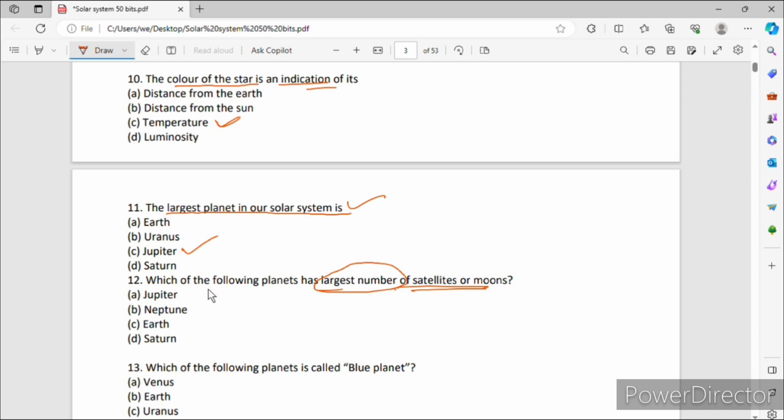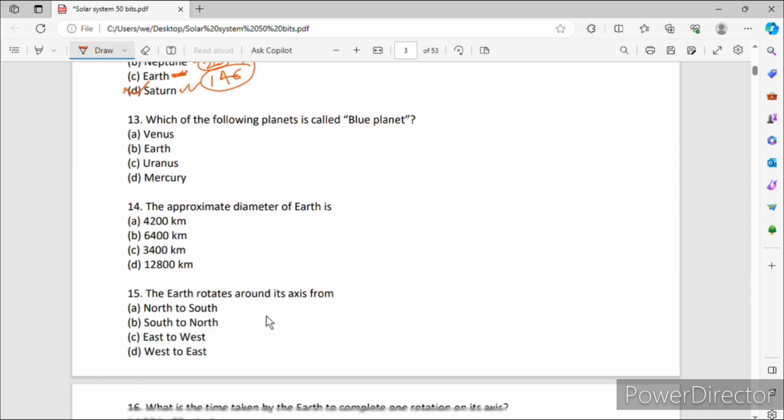Here the options are Jupiter, Neptune, Earth and Saturn. So we know Earth has only one moon, okay, and Jupiter has 67 moons. But see friends, Neptune has around 23 moons, but Saturn has 146 moons. So Saturn is the answer for this one. Saturn is the planet which has the largest number of satellites or moons.